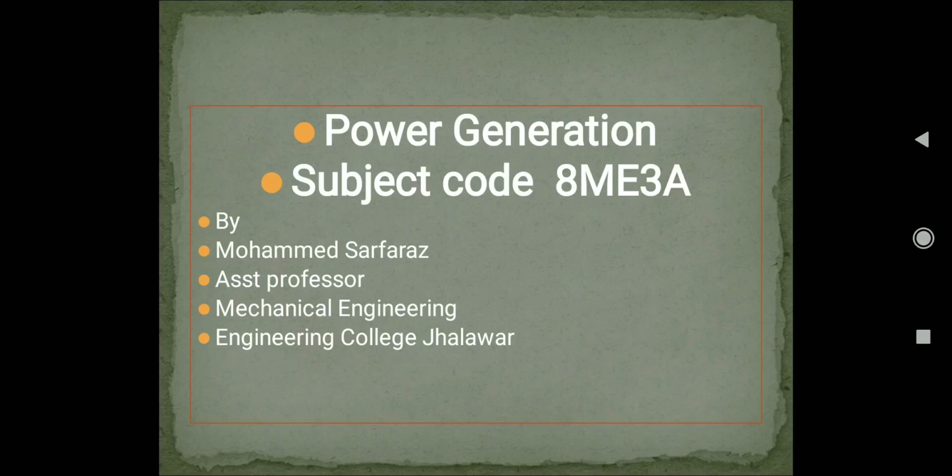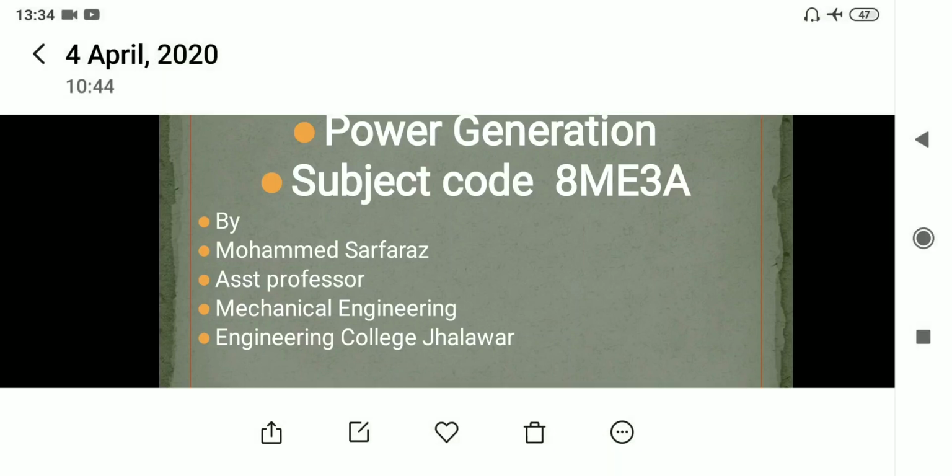Today we are going to discuss the subject Power Generation. It's an 8th semester subject and the subject code is 8-3A. Today's topic is the second unit of the Power Generation subject, that is the gas turbine power plant. The gas turbine is also called the Brayton cycle. So let's see.